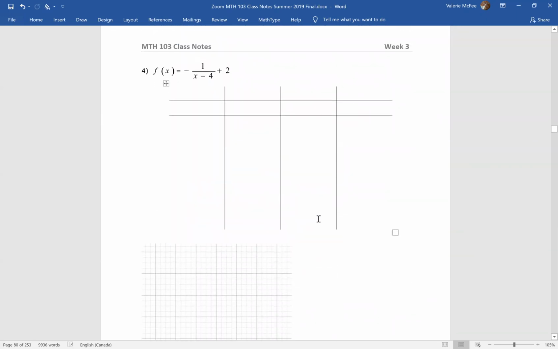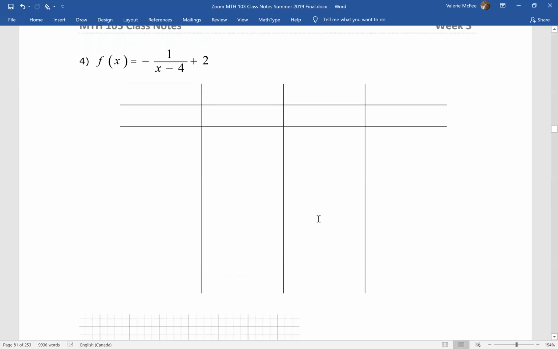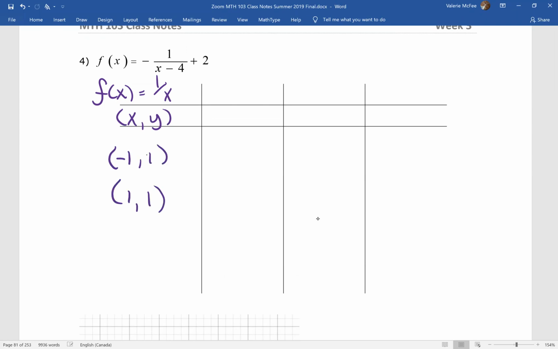One final graph for you to try in this lecture. Pause the video, give it a try. So our basic function here is our rational function or our reciprocal function. And I hope you remember there were only 2 key points for this function. Oops, that's a -1.